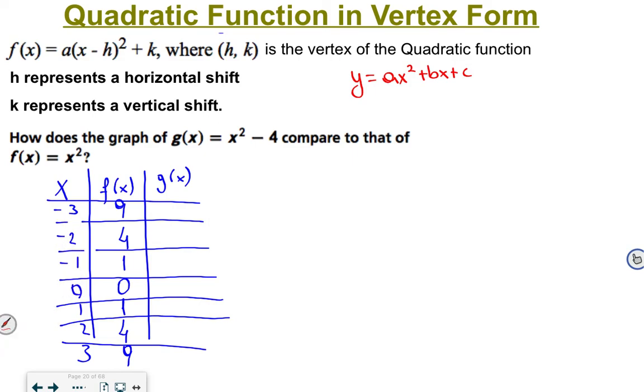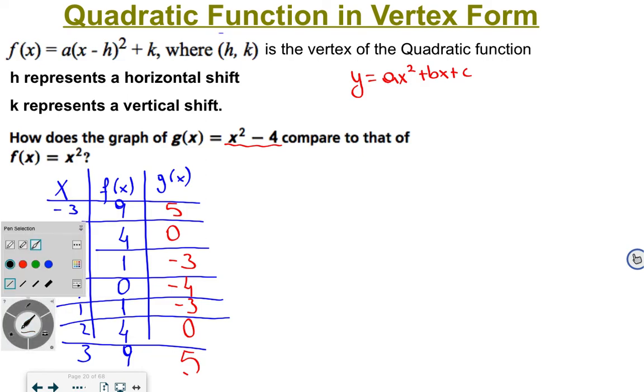What about g of x? If we substitute -3 into the function here, -3 squared is 9. 9 minus 4 is 5. If we substitute -2, -2 squared is 4. 4 minus 4 is 0. If we substitute -1, -1 squared is 1. 1 minus 4 is -3. If we substitute 0, it's going to be -4. If we substitute 1, 1 squared is 1, minus 4 is -3. 2 squared is 4. 4 minus 4 is 0. And 3 squared is 9. 9 minus 4 is 5. So these are the ordered pairs for the g function.